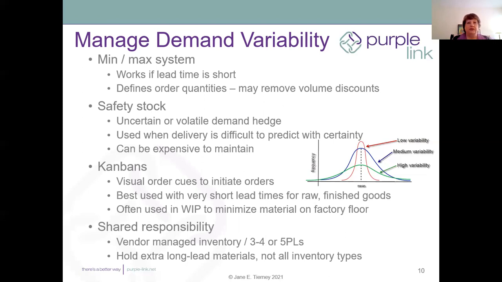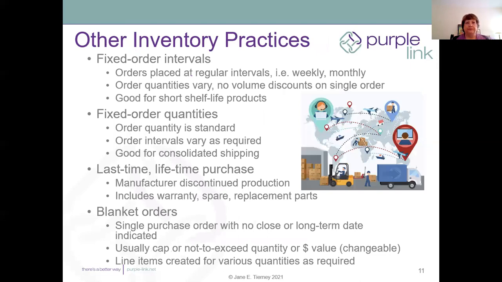Kanbans are visual cues. They're usually cards that say, okay, when you get to this place, you order more. It's good. It's used in WIP. It's used in just-in-time inventory on the floor. So this tells you when to order or when to seek more out of the inventory to the floor. And then you can look at vendor managed inventory, 3, 4, 5 PLs, or you can do all kinds of different things. So there's lots of ways to manage variability in your demand. You just have to pick what works best for your company.